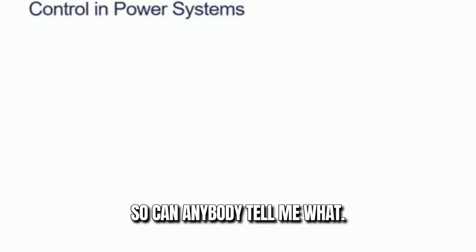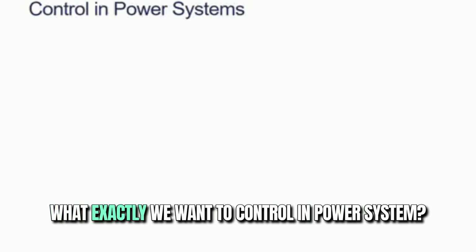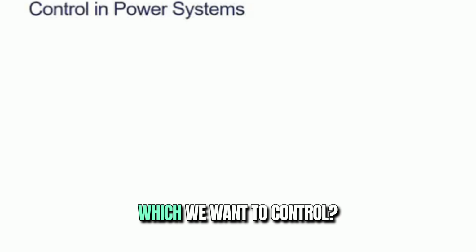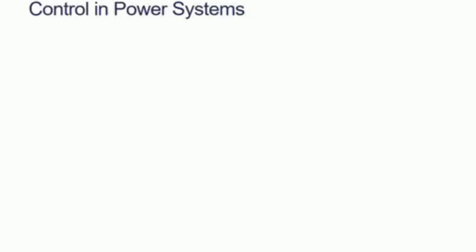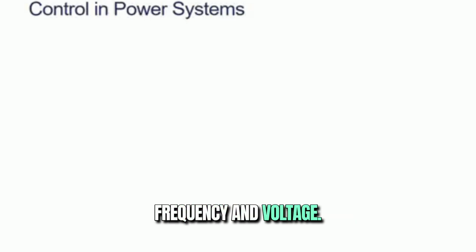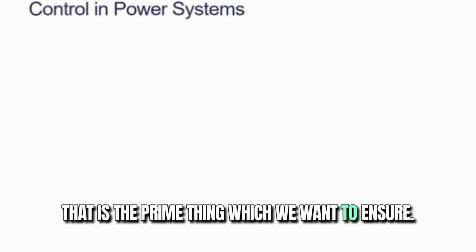So, can anybody tell me what exactly we want to control in a power system? What is the essential commodity which we want to control? Good, good. Yeah, frequency and voltage. That is the prime thing which we want to ensure.